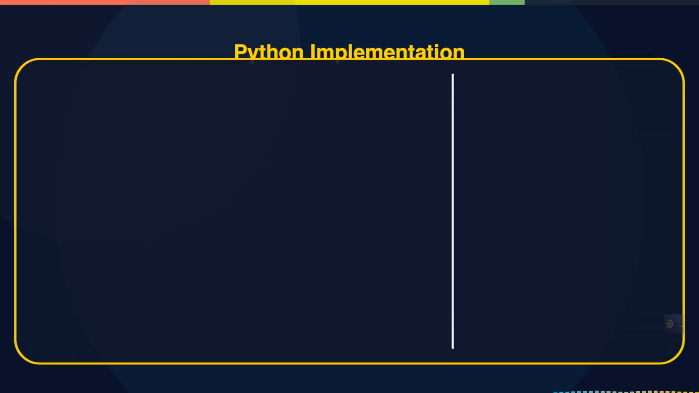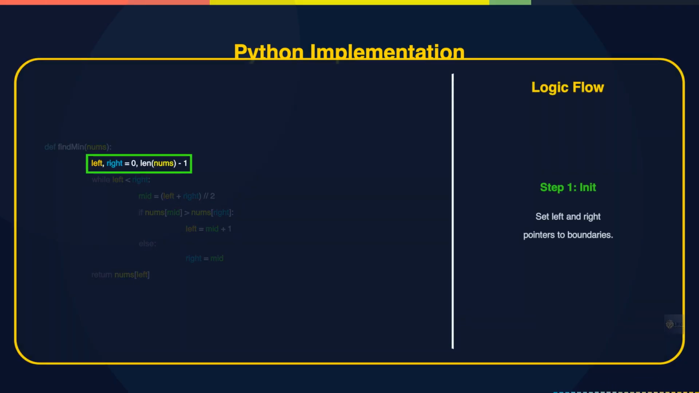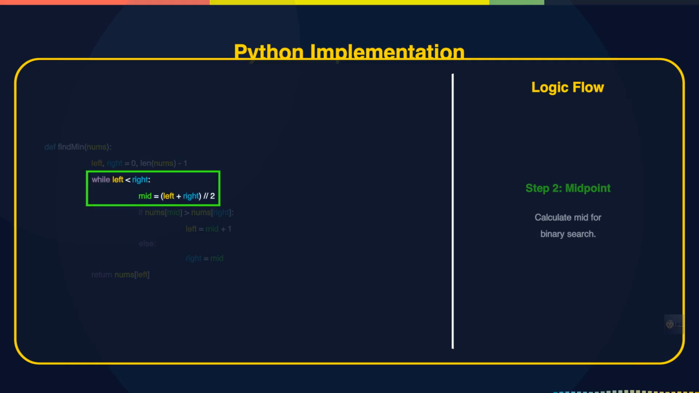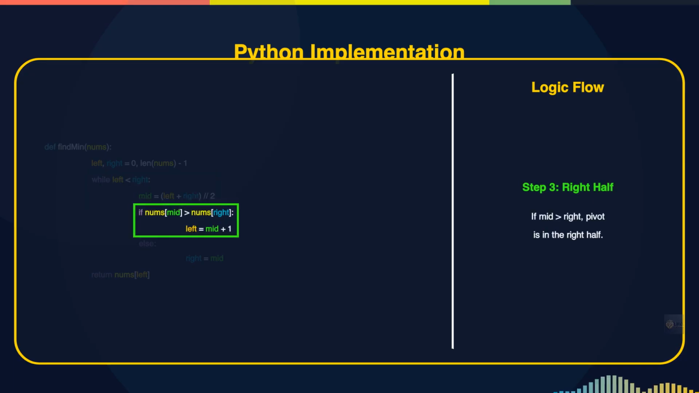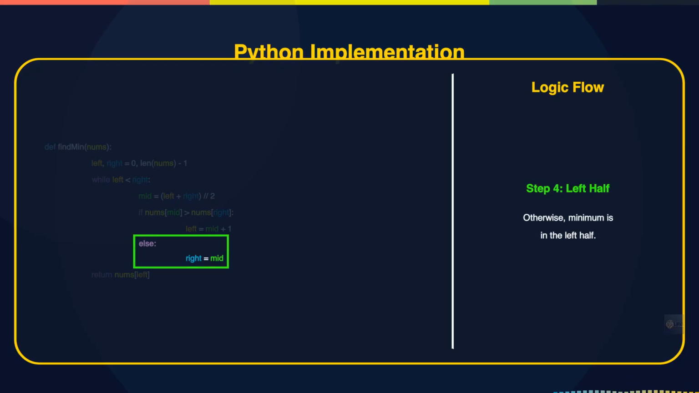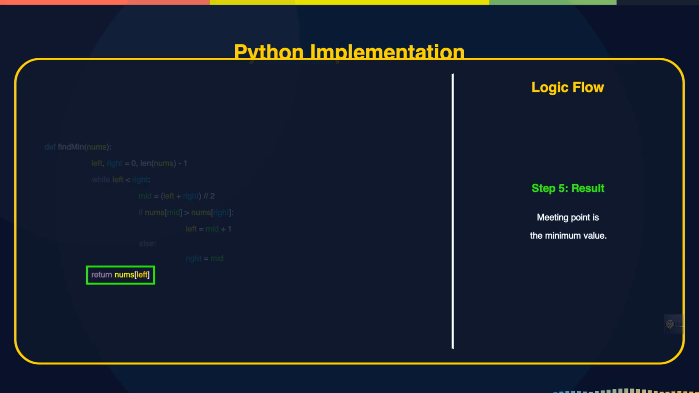Now, let us look at the Python code. We start by initializing left and right at the boundaries of the array. We use a while loop that runs as long as left is less than right. Inside, we calculate mid using the floor division of left plus right. The core logic is our if statement, comparing nums at mid with nums at right. If nums at mid is greater, we search the right half by setting left to mid plus 1. Otherwise, we narrow the search to the left half, including mid, by setting right to mid. Finally, we return nums at left, which will be the minimum element.